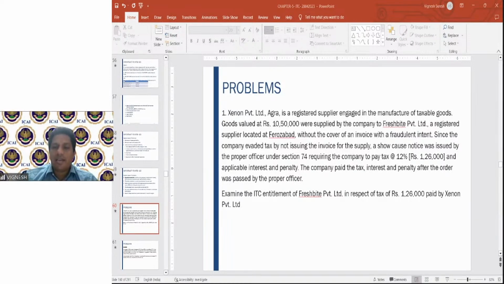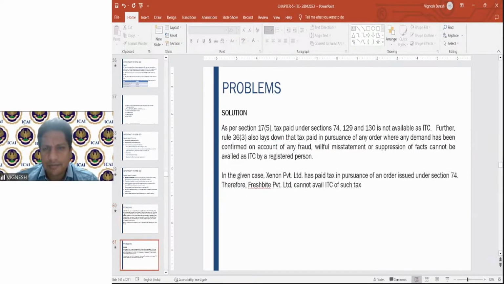Can't avail ITC as it is fraud. You have to give the section reference also. If you don't remember the section reference, at least mention the provisions of the CGST Act 2017 relating to input tax credit as per section 17 subsection 5. If any amount is paid by way of fraud tax, the input tax credit will not be allowed. 17.5, or say section 17 of the Act.